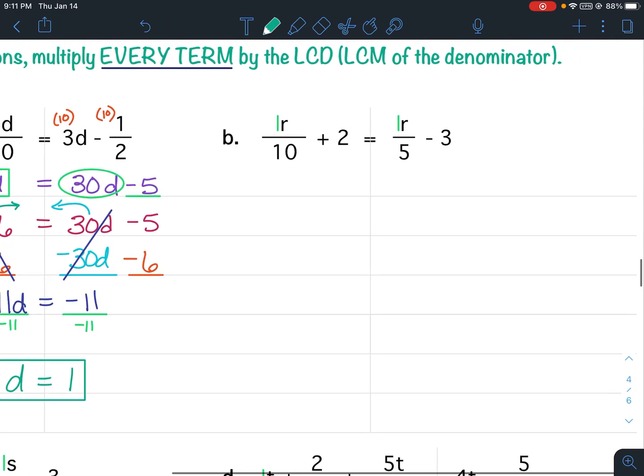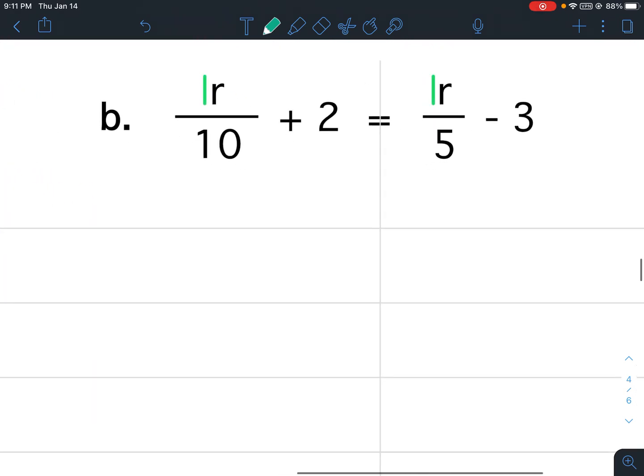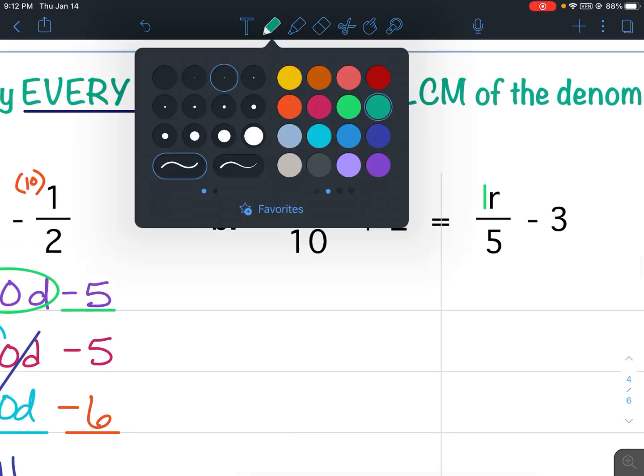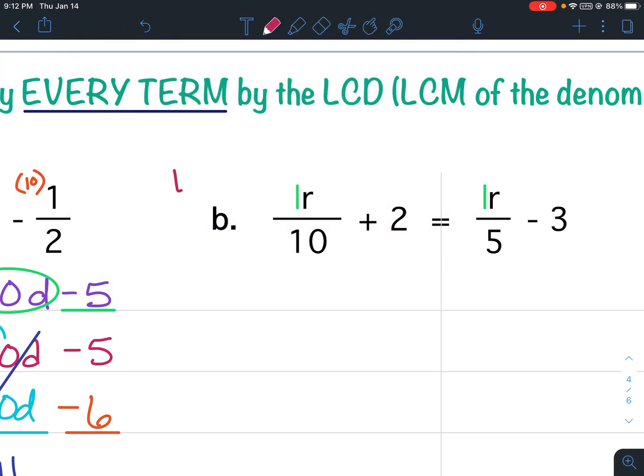All right, let's go to B. We have to figure out our LCD. We've got 10 and 5. Does 5 divide into 10? Yes, it does. Since 5 divides into 10, our LCD is 10. So I'm going to multiply. I'm going to distribute 10. Everything's getting multiplied by 10.